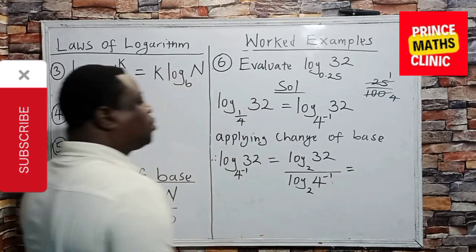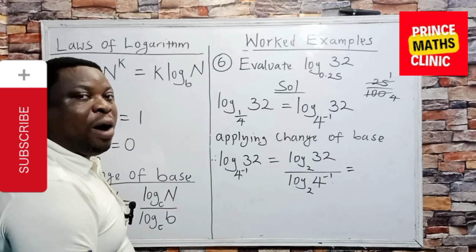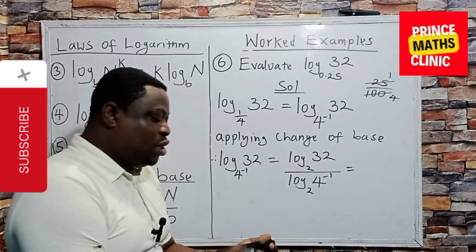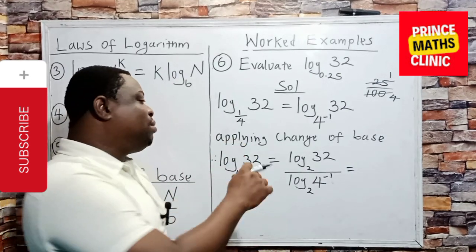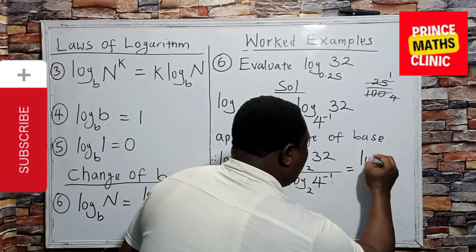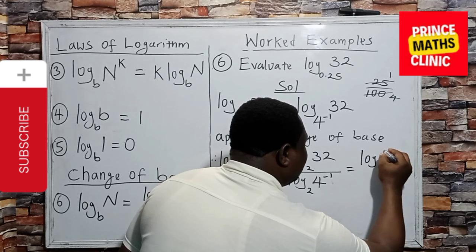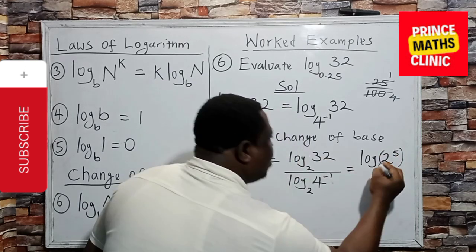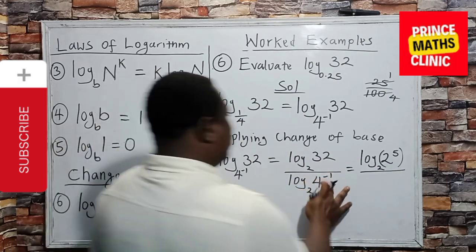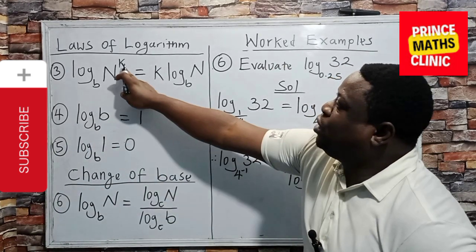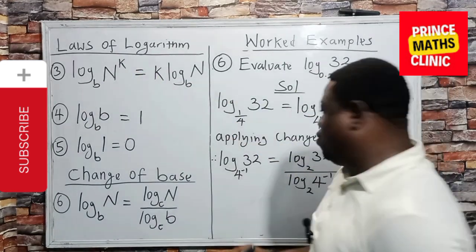Now, I know that 32 is the same as 2 to the power of 5. That is 2 times 2, 4. 4 times 2, 8. 8 times 2, 16. 16 times 2, 32. So this becomes log 2 to the power of 5. This is 32. Then the base is still 2 over this. You apply the law 3 here. The power, we have to multiply the log.